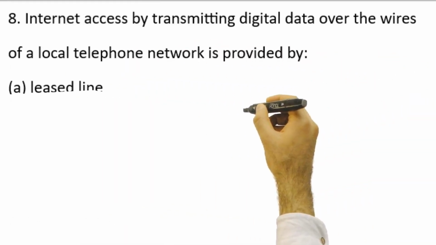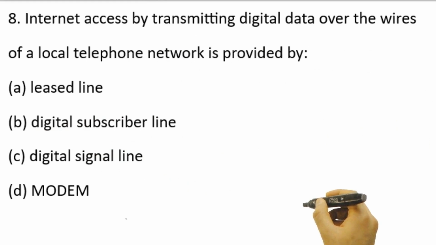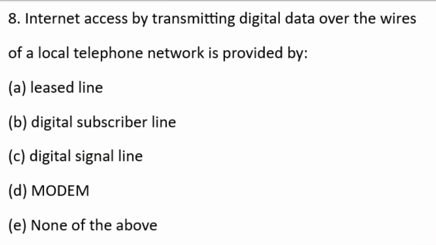Internet access by transmitting digital data over the wires of a local telephone network is provided by A. Leased line. B. Digital subscriber line. C. Digital signal line. D. Modem. Answer is B. Digital subscriber line, DSL, or digital subscriber loop, is a family of technologies that are used to transmit digital data over telephone lines.